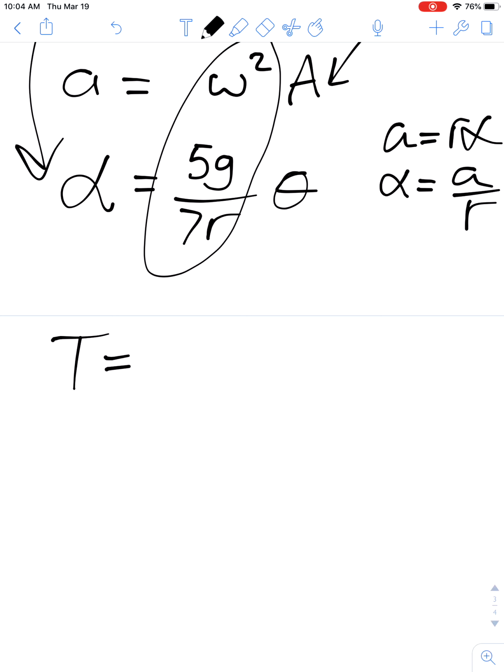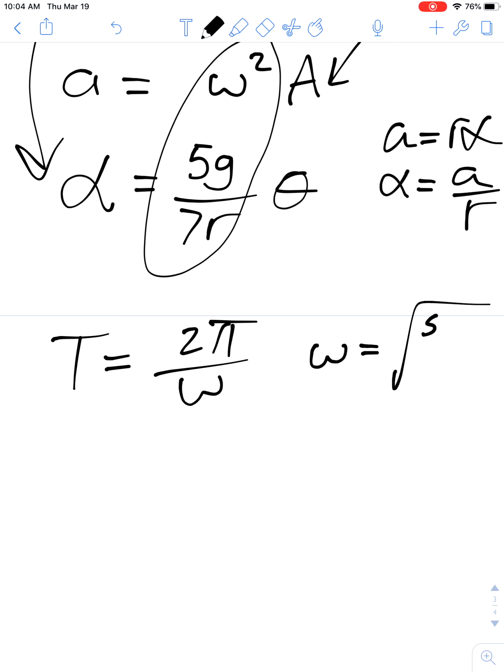Well, the first thing we'll remember is that the period is 2 pi divided by omega. So there is a relationship between these two. And keeping in mind that we now draw the conclusion that omega is the square root of 5g over 7r.